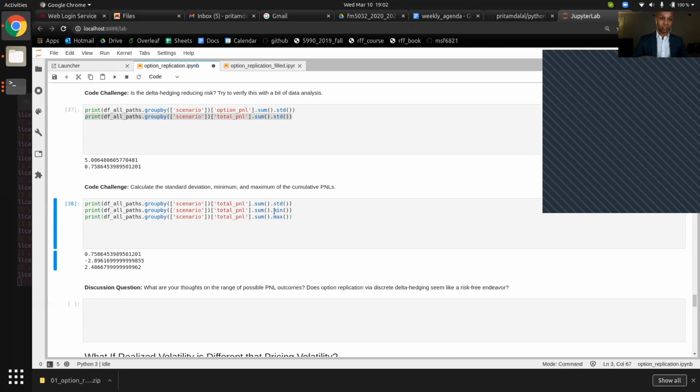And the worst that we did over these 1,000 scenarios is we lost well over 100% of the option value. And the best we did is we gained well over 100% of the option value. So we can really be all over the place. This is far from deterministic when you're delta hedging discretely. So I guess I answered that question. Well, anyway, I'm just answering the question.